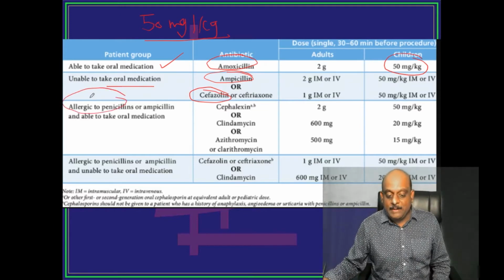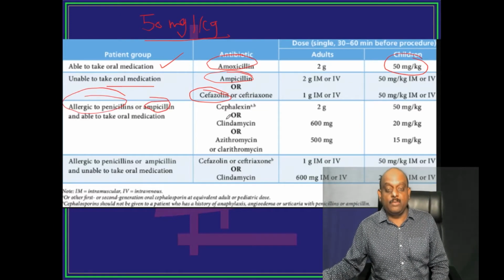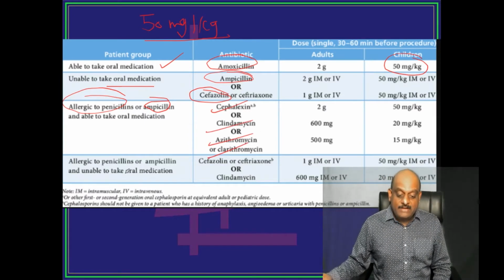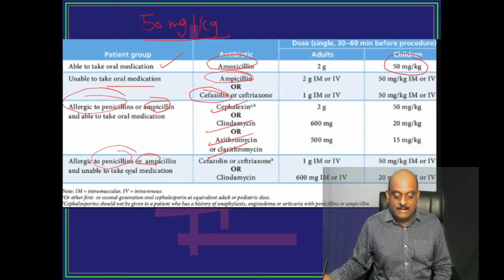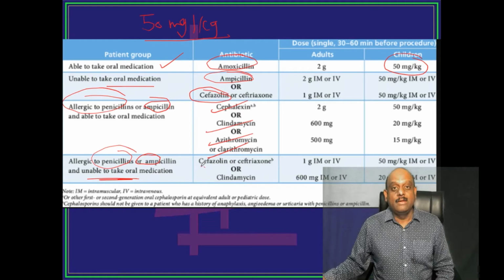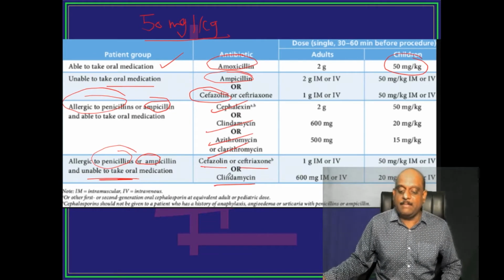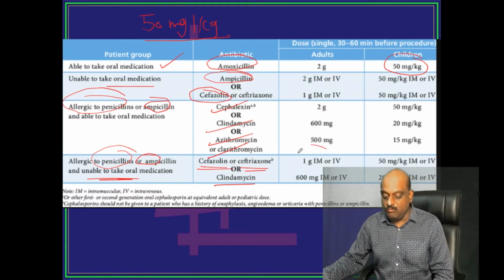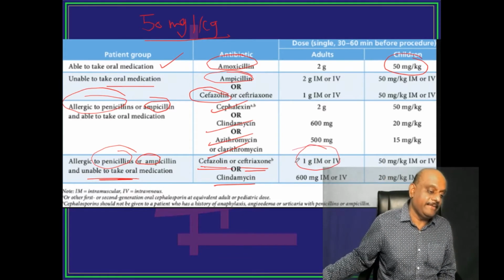Suppose if he is allergic to penicillins or ampicillin, what do you want to give? Cephalexin or clindamycin or azithromycin or clarithromycin. If he is allergic to penicillin or ampicillin but unable to take oral medication, then what do you want to give? Parenteral, cefazolin, ceftriaxone or clindamycin. If it is cefazolin or ceftriaxone, 1 gram IM or IV.